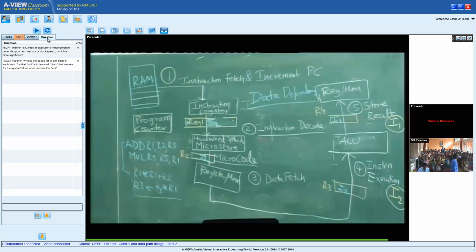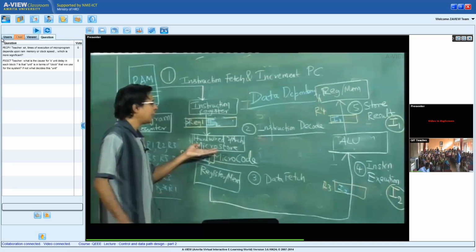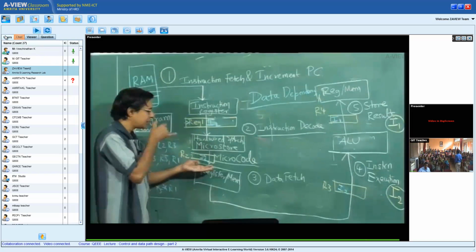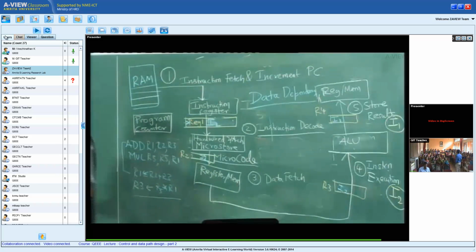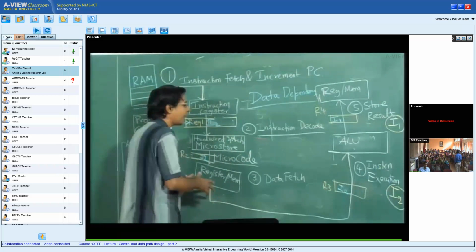Does the execution time of a microprogram depend on RAM memory or clock speed, which is more significant? There is no connection between execution of a microcode... I interpret your question in two ways. Are you asking what would be the time for decoding or what is the time for execution?